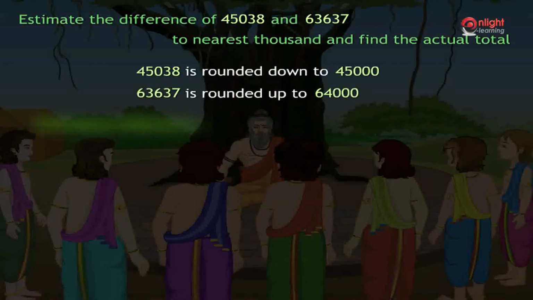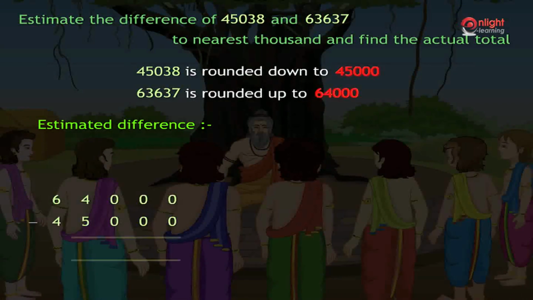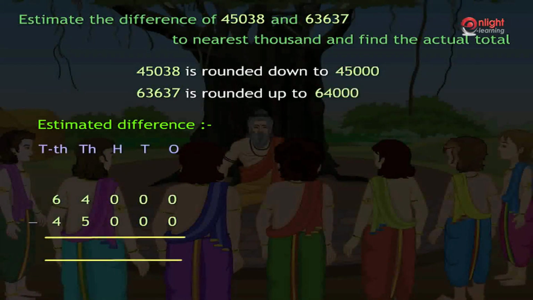To find the estimated difference, we subtract 45,000 from 64,000. Here, in thousands place, we find that 5 is greater than 4. So, borrow from 10,000s place. So, value changes to 5 and 14 in 10,000s and thousands place. So, subtracting, we get 19,000.